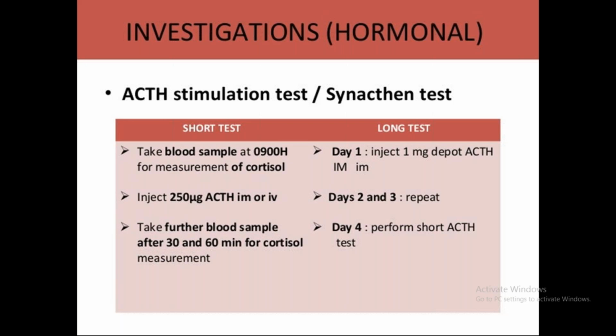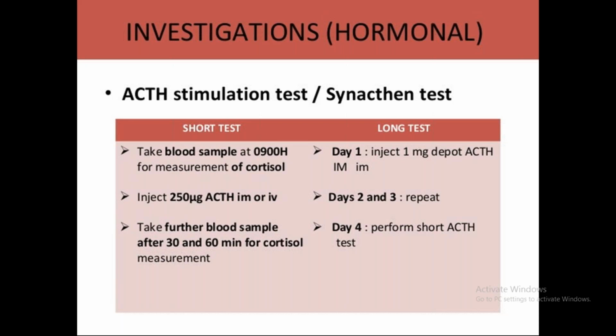So another name for this adrenocorticotropic hormone stimulation test is the cosyntropin test. There are two types of tests, a short test and a long test. In the short test, we first take the blood sample at around 8 a.m. After that, we inject 250 micrograms of adrenocorticotropic hormone intramuscularly or intravenously, and we take the next samples after 30 minutes and after 60 minutes and measure the cortisol. This is the short test.